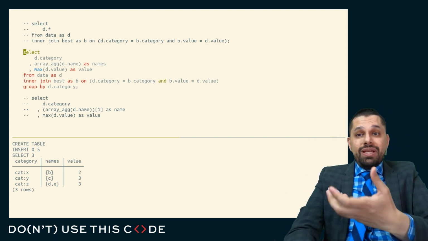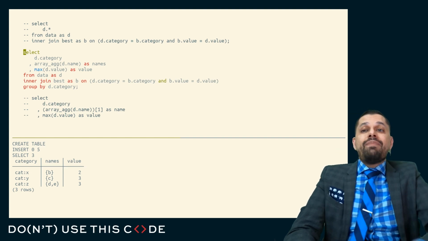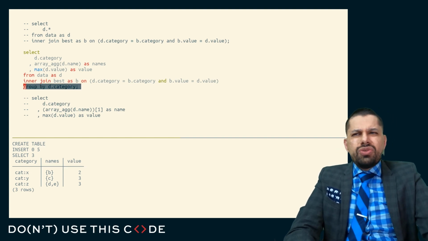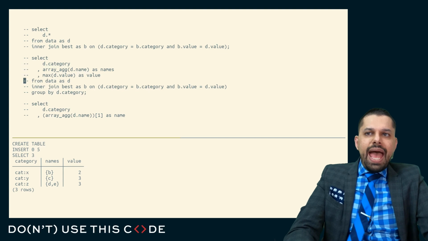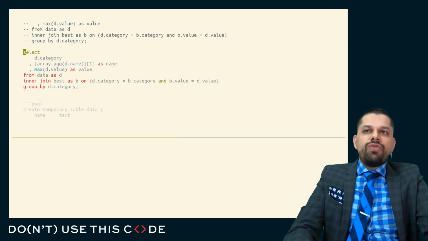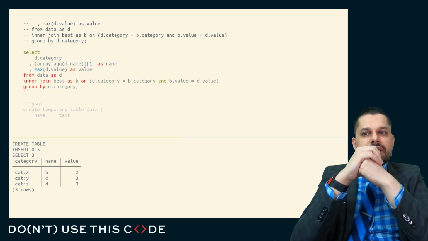D and E happen to be the name where there was a tie and they had the max value for that category. Or I could do something kind of hokey with this array ag. I can just select out the first value if I just wanted one of these. So you can see B, C, and D.